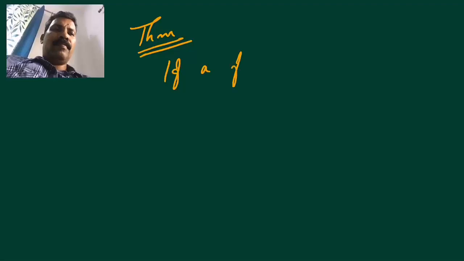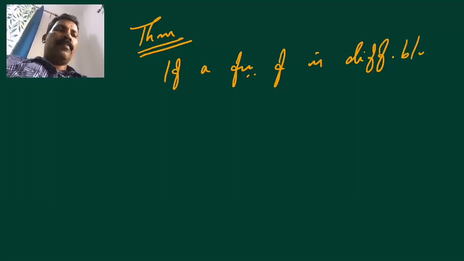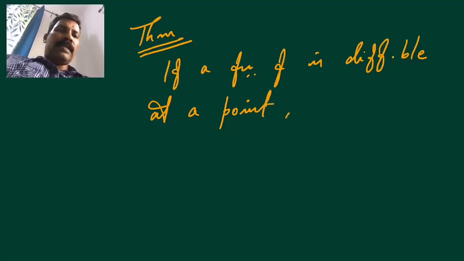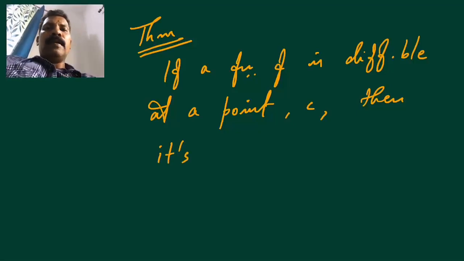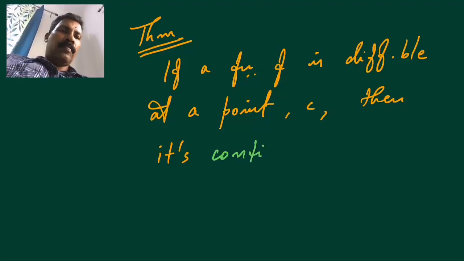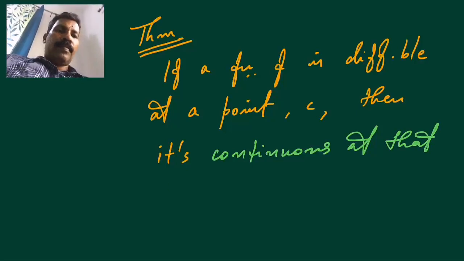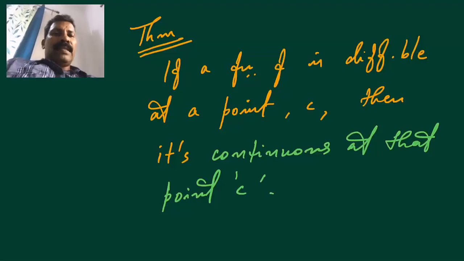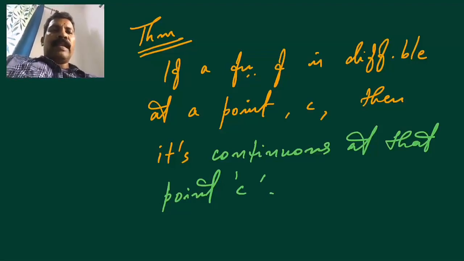If a function f is differentiable at a point, say c, then it is continuous at that point c. That is, if the function f is differentiable at a point, then automatically it has to be continuous at that point. Then what is the proof of this theorem?